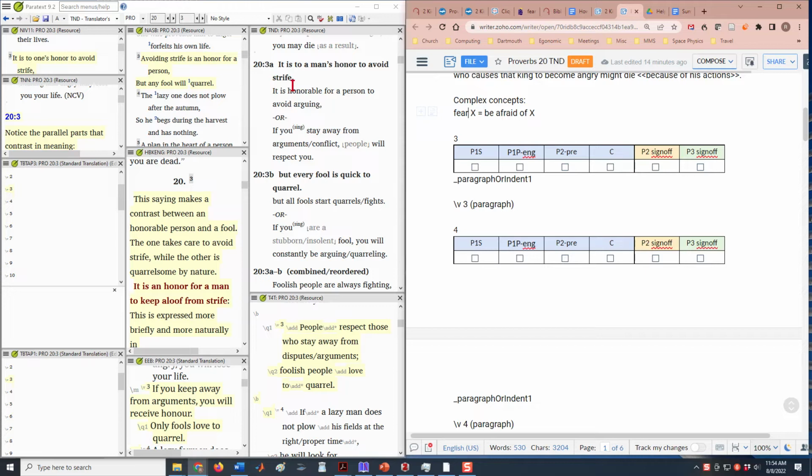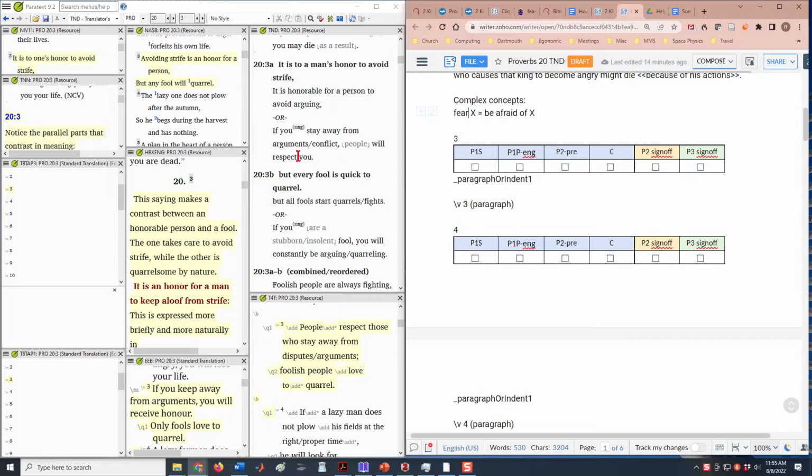It is honorable, not literal, it's NIV or NSV, I'm not sure. So let's look at the display version. This is what we're going to work from. It is honorable for a person to avoid arguing. Or if you stay away from arguments, conflict, people will respect you.